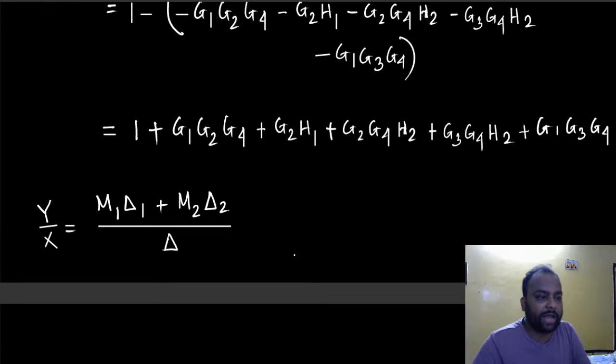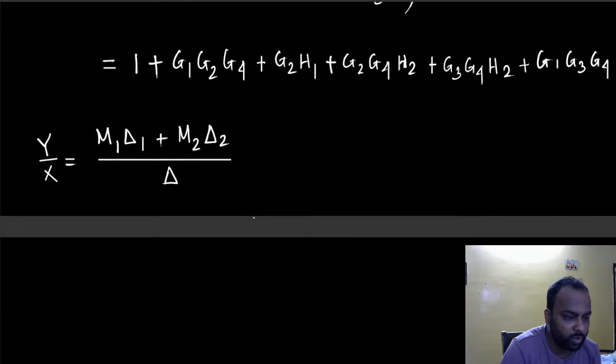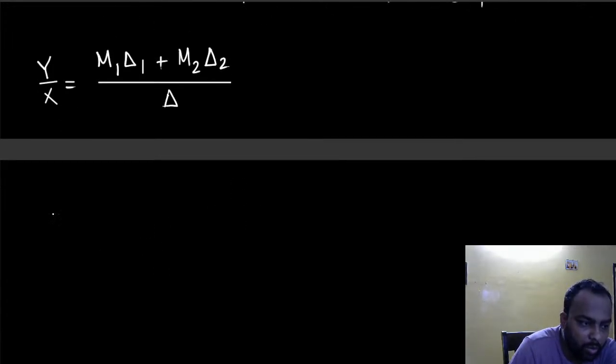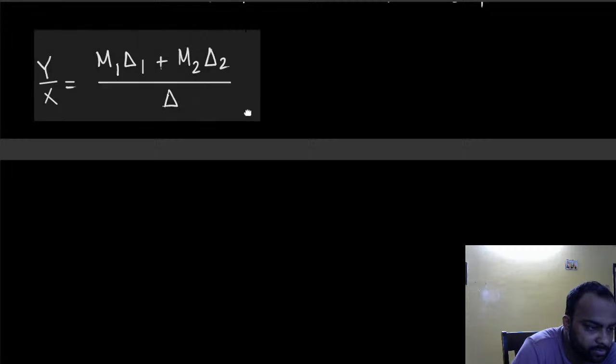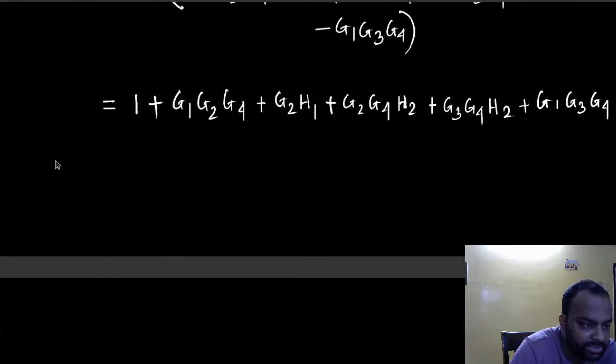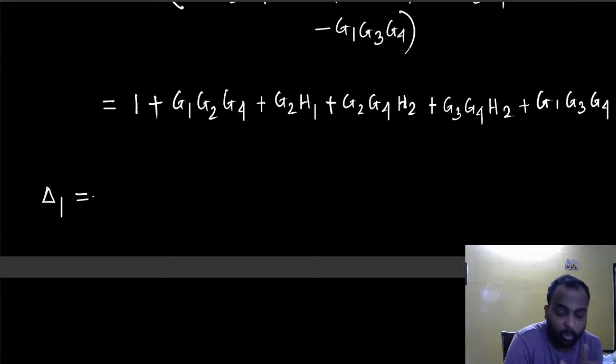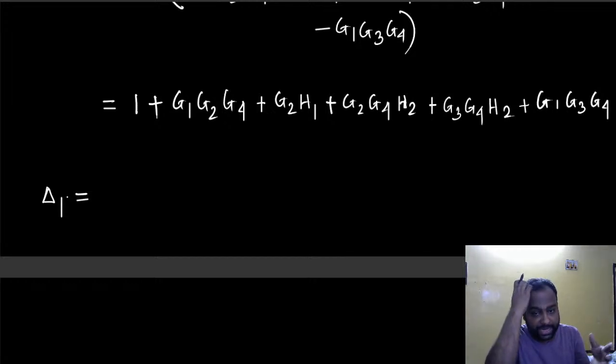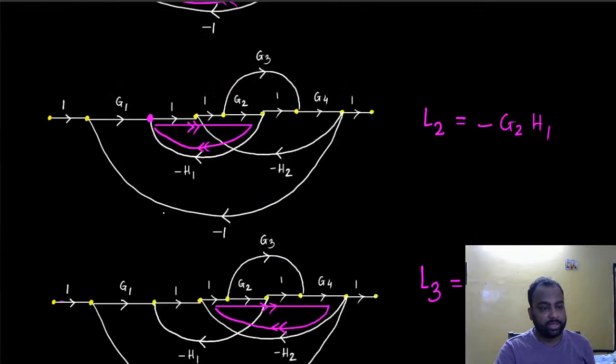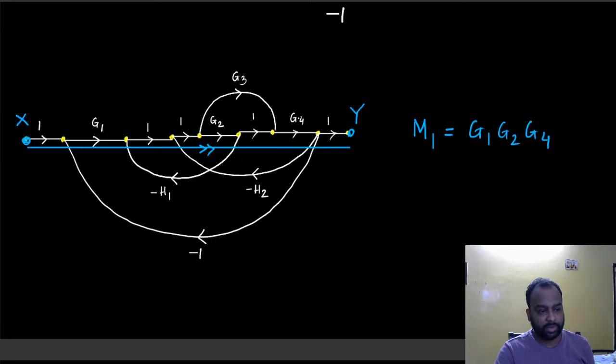All right, so now you have to calculate delta 1 and delta 2, right? So what is delta 1? Delta 1 is the value of delta where I'm considering delta without the loops that touch the first forward path, that is M1, right? So what is the first forward path? This one, right? This is the first forward path. Look very carefully. And now I can only consider all the loops that do not touch the first forward path.